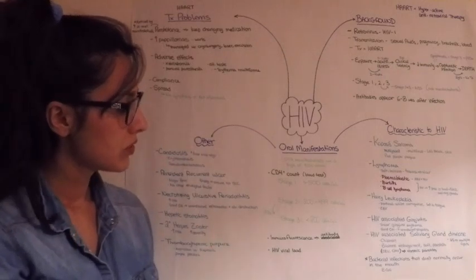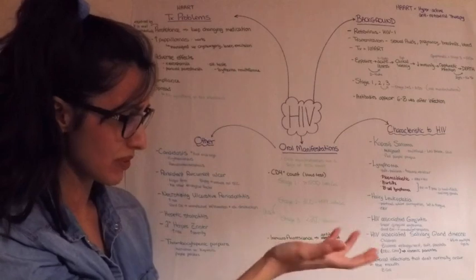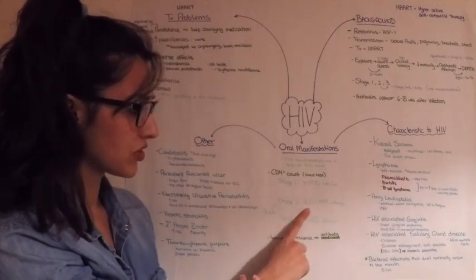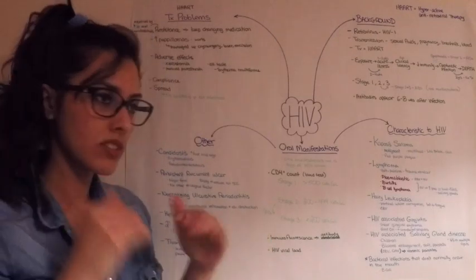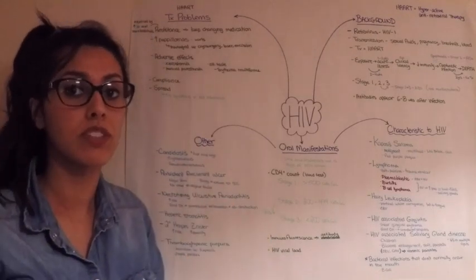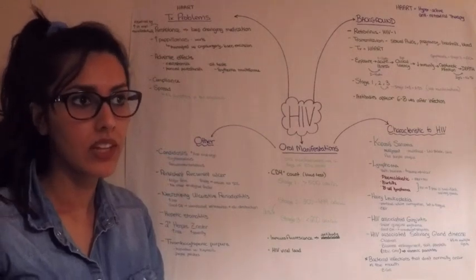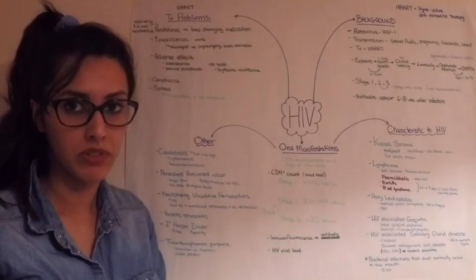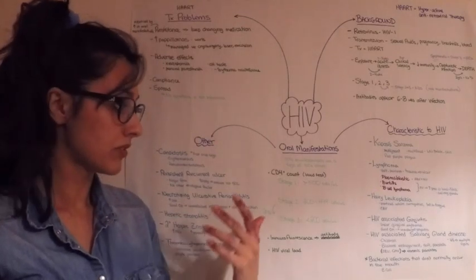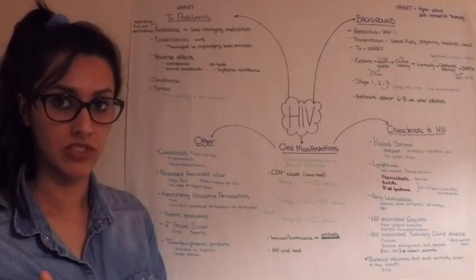Now, stage 1 has greater than 500 cells per microliter, I think that is. And then stage 2 is 200 to 500. And then stage 3: the process of moving from stage 2 to stage 3 is when your CD4 count goes below 200. Once you've gone below 200, you are very immunocompromised, and you develop what they call AIDS, so this is acquired immunodeficiency syndrome.